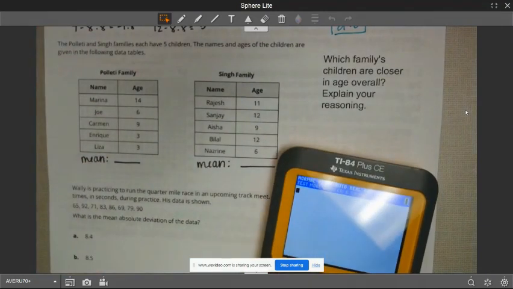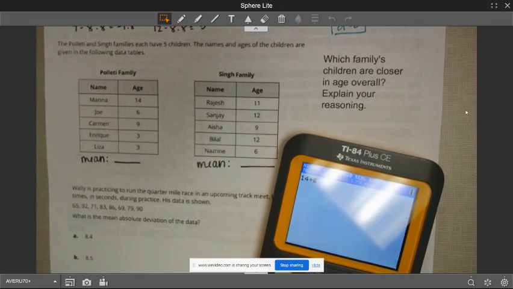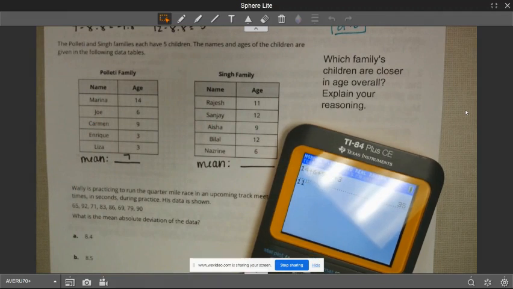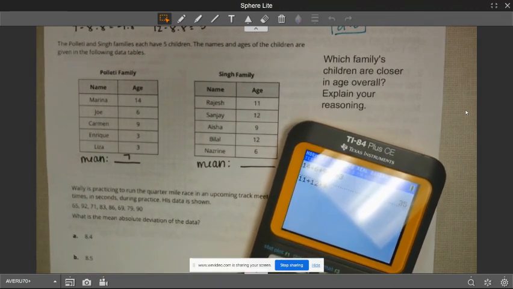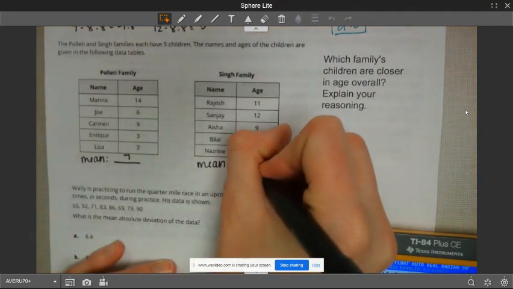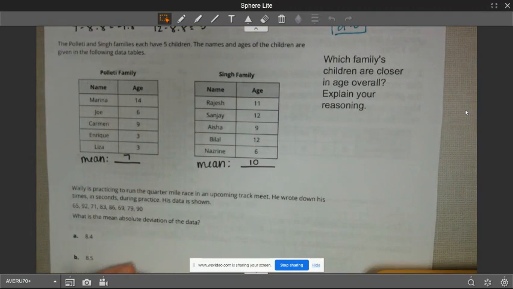So step 1 is to find the mean of both of these. So I'm going to add all of these numbers up and divide by 5. So 14 plus 6 plus 9 plus 3 plus 3 is 35. 35 divided by 5 is 7. Then we have 11 plus 12 plus 9 plus 12 plus 6 is 50. 50 divided by 5 is 10.